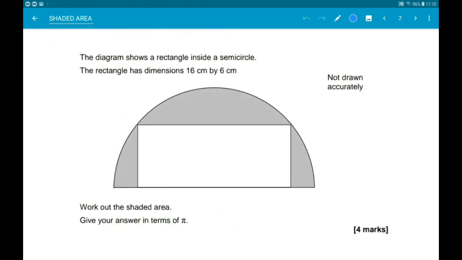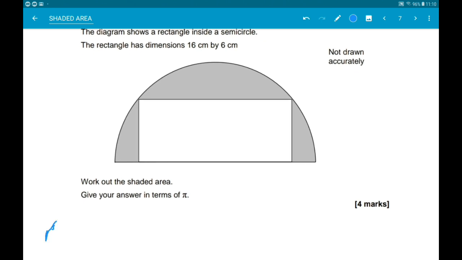Okay, next up, this one is probably a bit tricky. So we have a rectangle inside of a semicircle. The dimensions of the rectangle are 16 by 6 centimeters. We want to work out the shaded area, giving our answer in terms of pi. Okay, so to work out the shaded area, we're going to need the area of the semicircle minus the area of the rectangle. So the rectangle is 16 times 6.